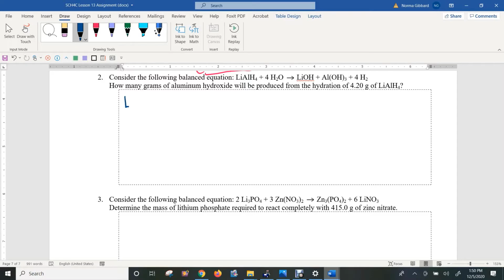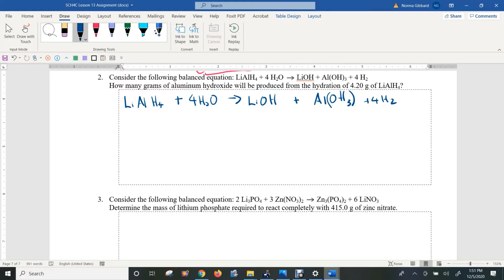So we have lithium, aluminum, and 4 hydrogen, reacting with 4 of water to get our balanced equation, producing lithium hydroxide and aluminum hydroxide. Plus 4H2. Okay, so this has 3.